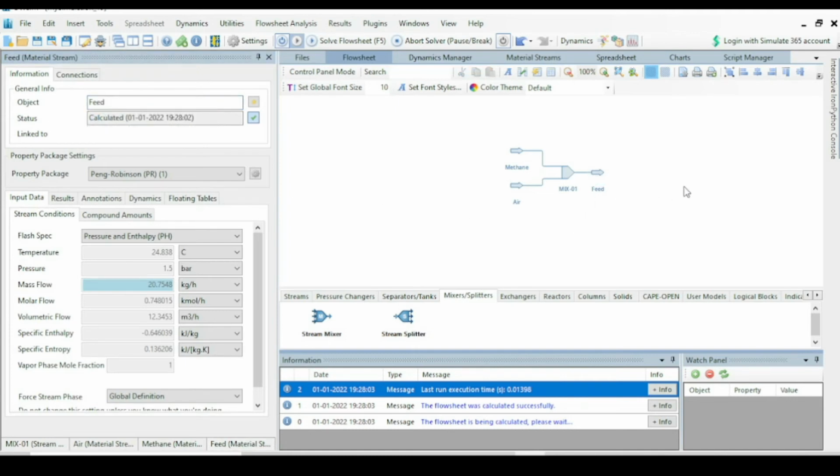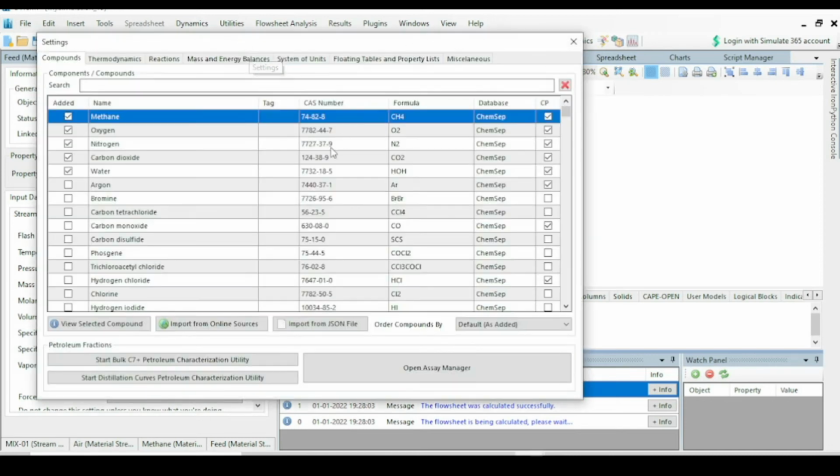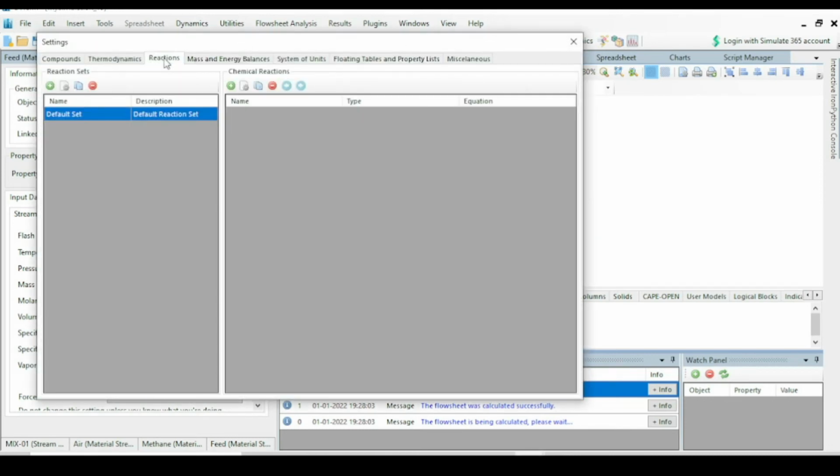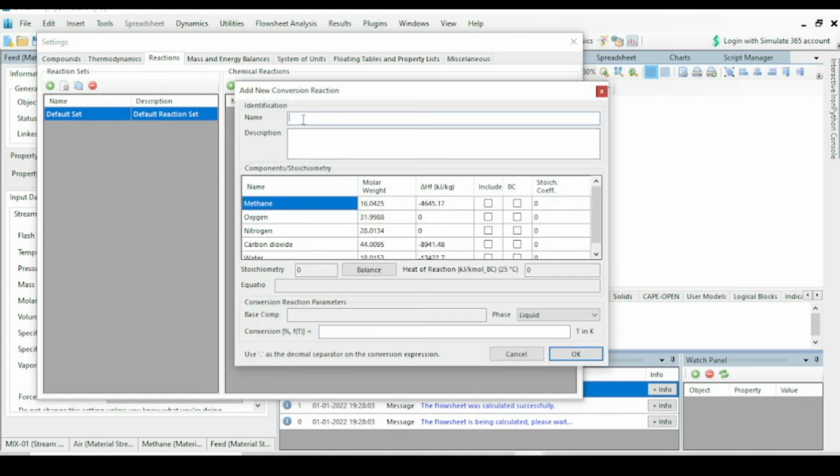Before going to reactor, we just have to specify the chemical reaction that I just simply forgot at start. For that, just click on setting and then go to the reaction tab. Okay, and then click on this chemical reaction, click on conversion, and simply I'm saying here combustion.